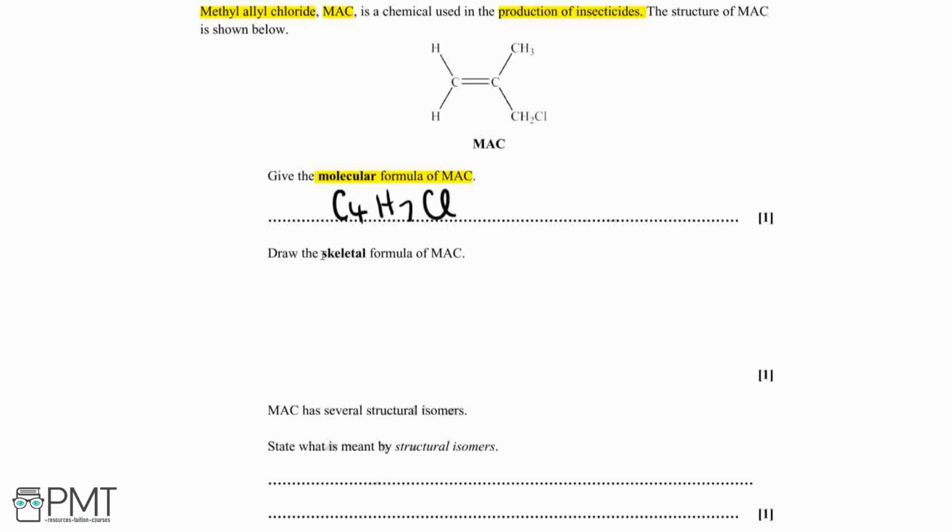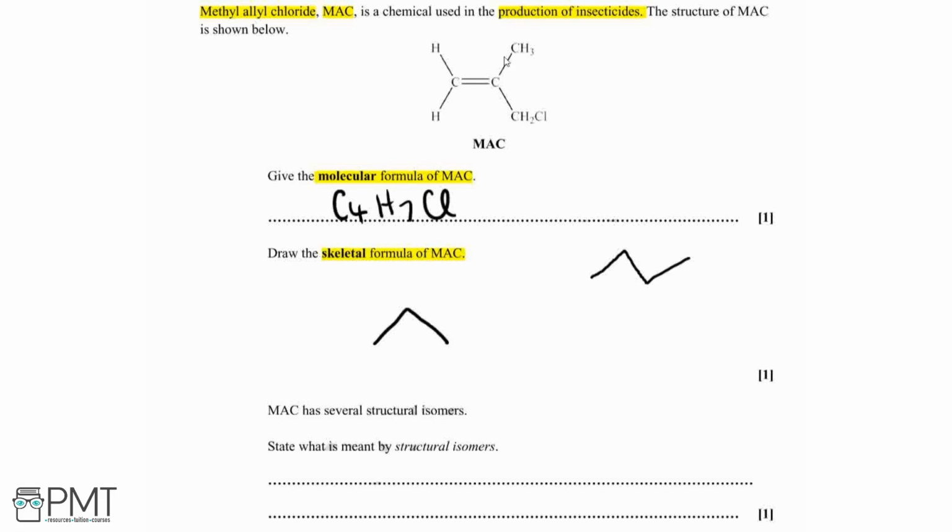The next part, we need to draw the skeletal formula of MAC. So for the skeletal formula, we show the carbon-hydrogen backbone as zigzag lines overall, so something a bit like this. So we don't show any hydrogen atoms at all. We only draw an atom if it's not a carbon or a hydrogen, so a different functional group overall. So let's draw this out here. So we can see we've got 1, 2, 3 carbons as our main carbon backbone. So let's draw that in like that.